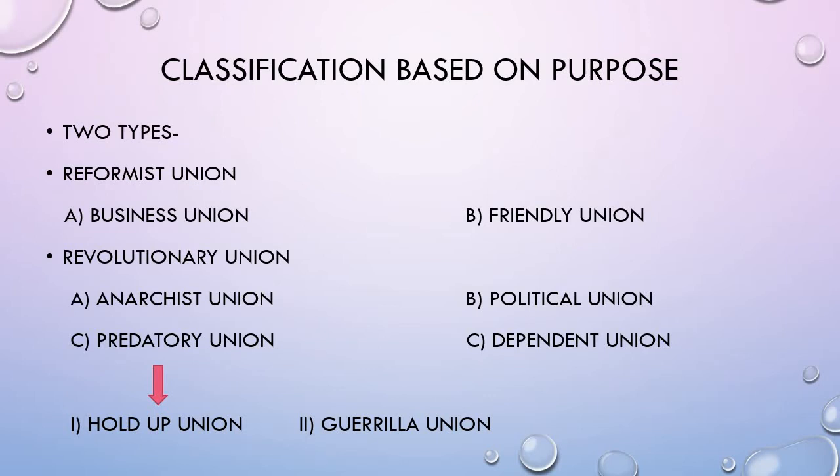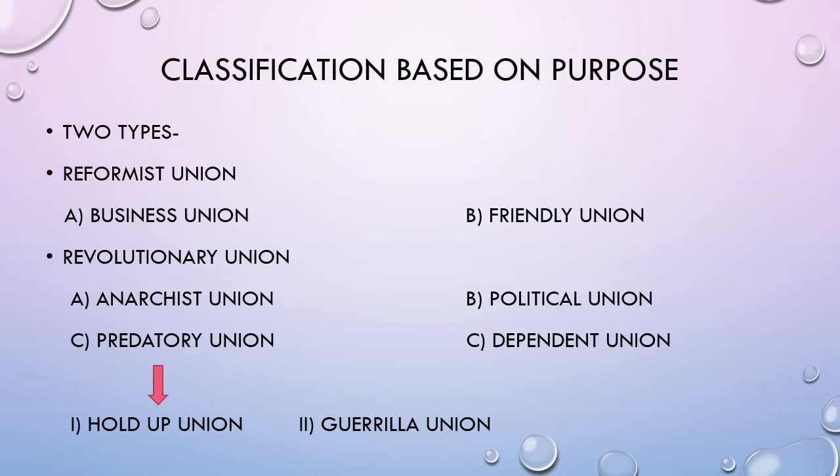This union does not subscribe to any ideology. Such types of unions believe in ruthless pursuit of the matter at heart, for which they can follow any means without bothering about ethical or legal considerations. These unions can further be divided into two types: one is the hold-up union, another is the guerrilla union.